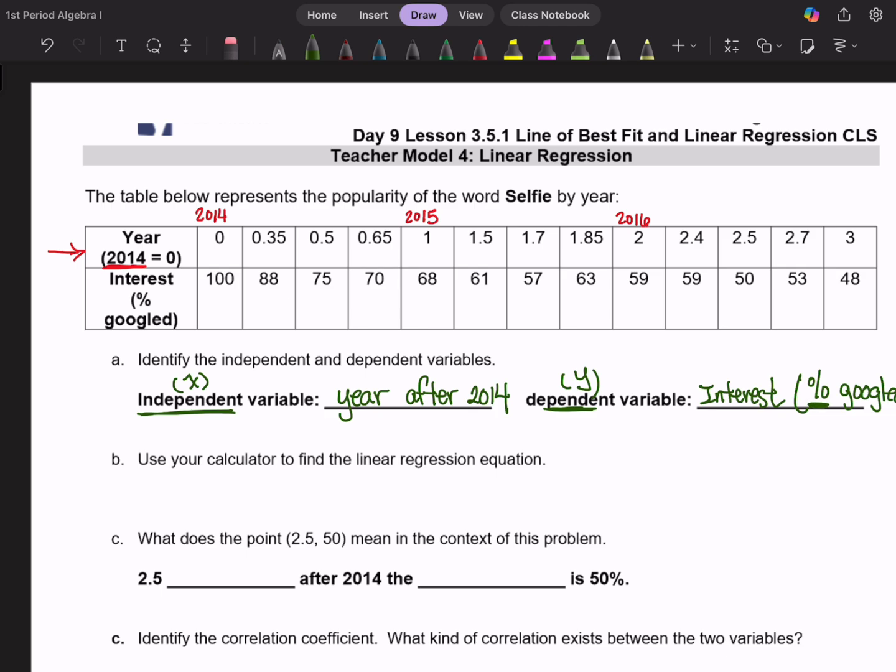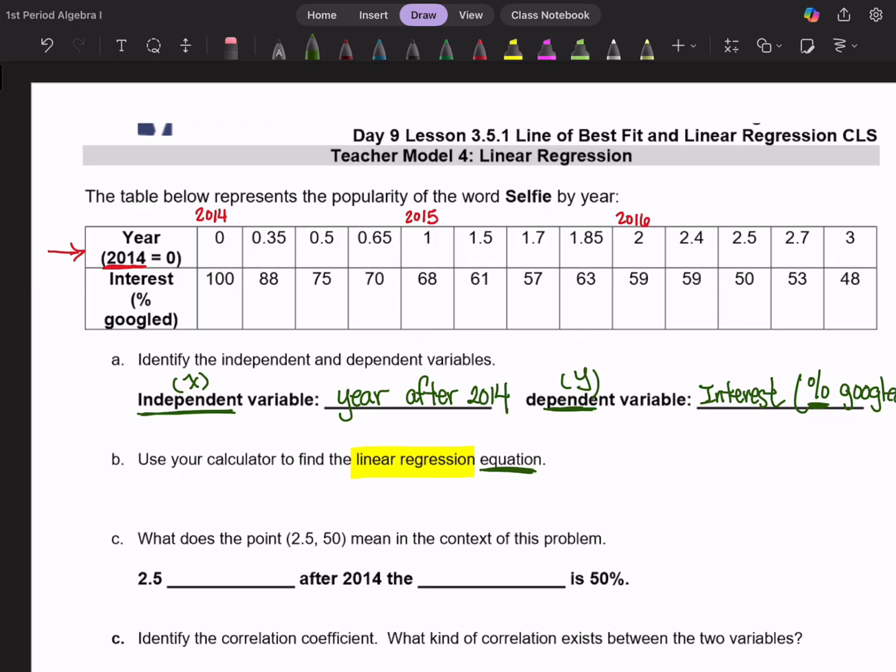Now, here's the next part. They're asking you to use your calculator, which is Desmos, to find a linear regression. Remember, regression is the same thing as your equation. So basically, they're asking you to go to Desmos and find the equation for this table.